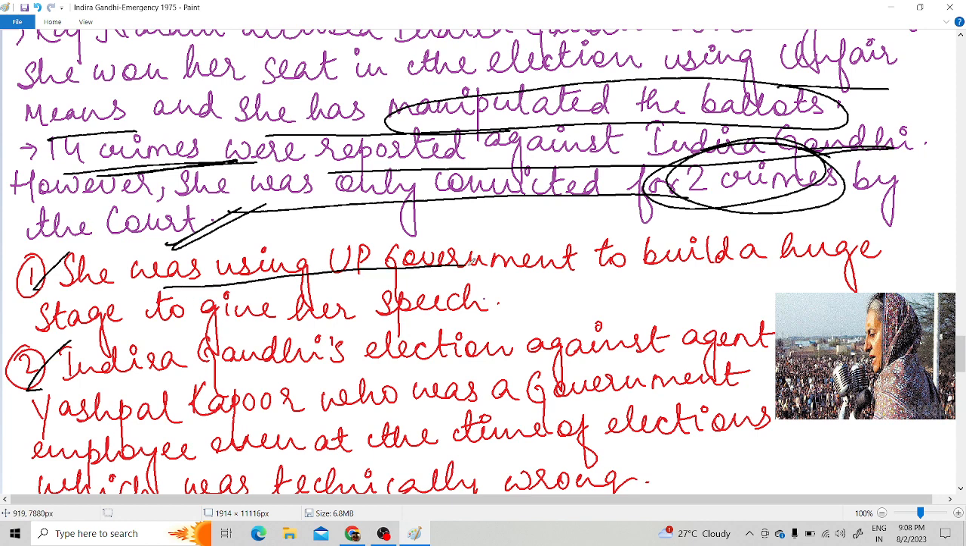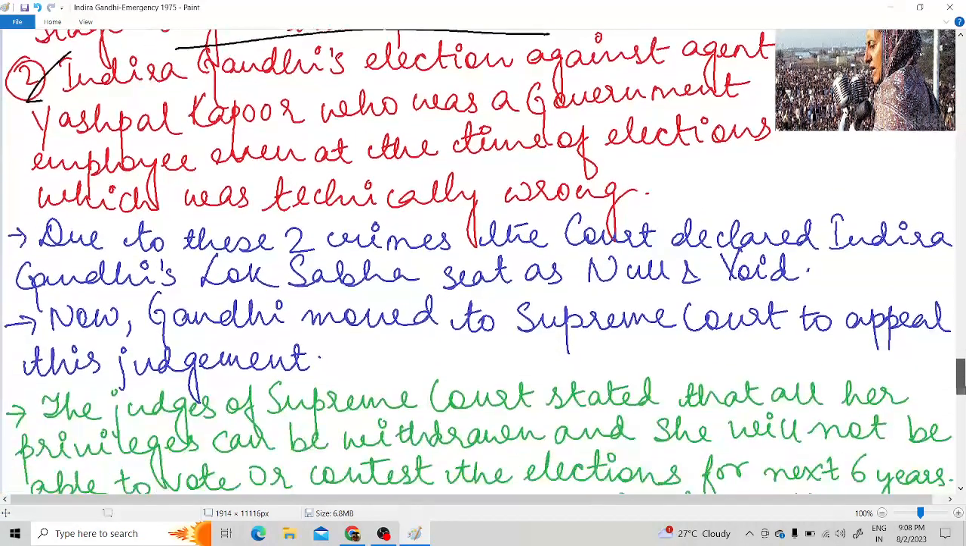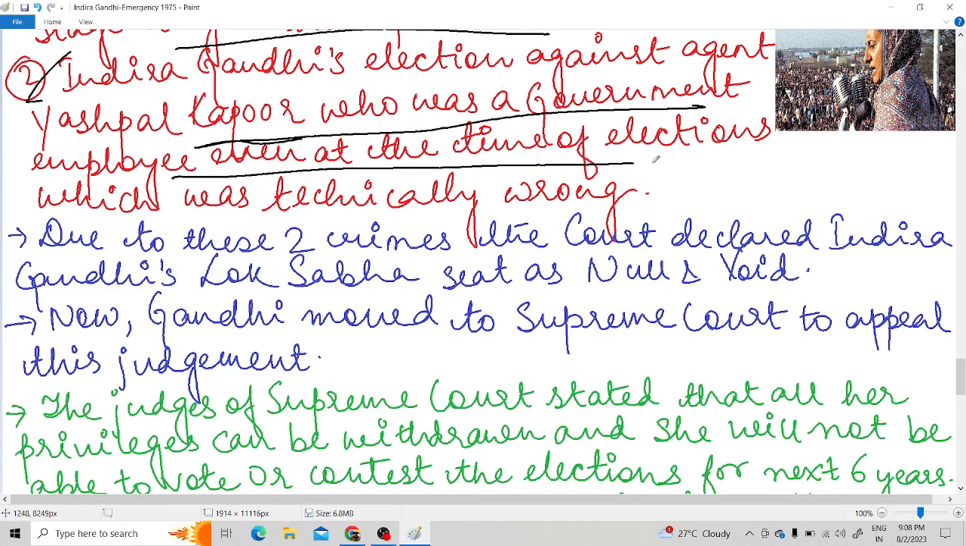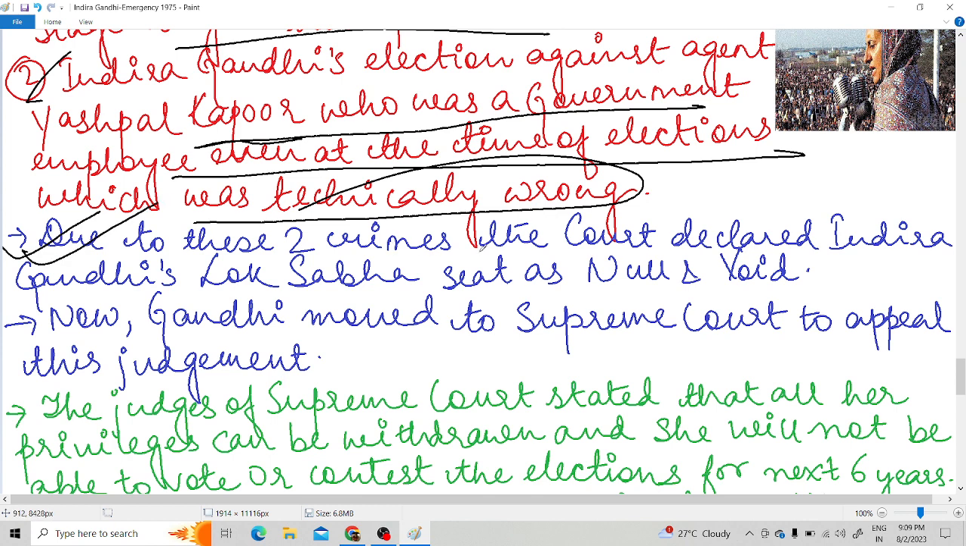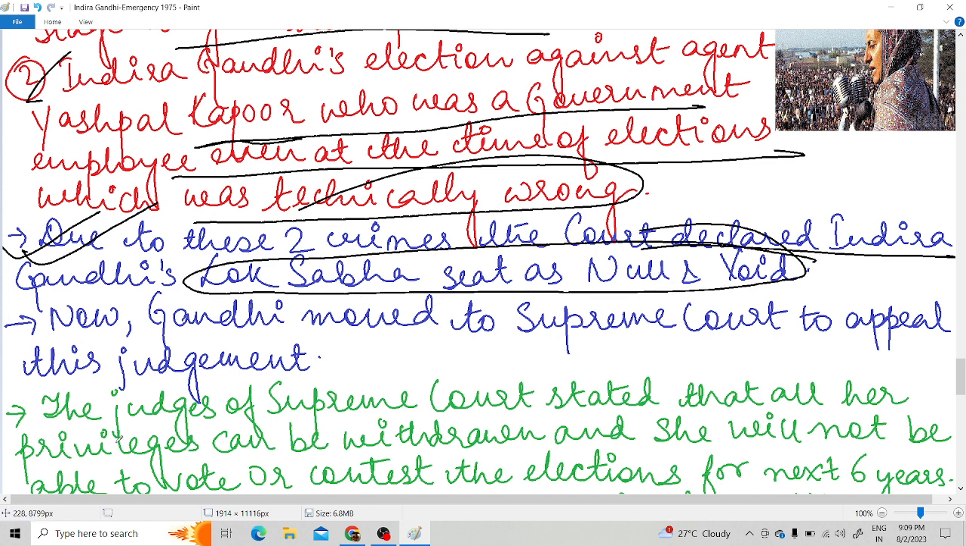She was using the UP government to build a huge stage to give her speech. And the second one is Indira Gandhi's election against Yashpal Kapoor, who was a government employee even at the time of elections, which was technically wrong. So, due to these 2 crimes, the court decided Indira Gandhi's Lok Sabha seat was null and void. This was the first punishment which was given.